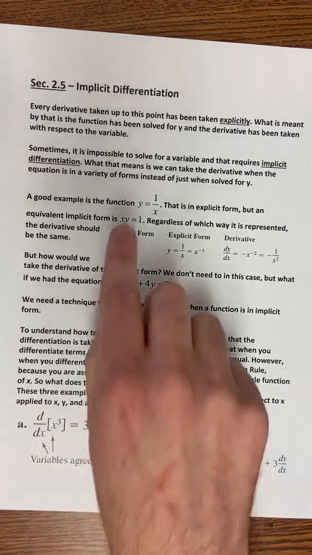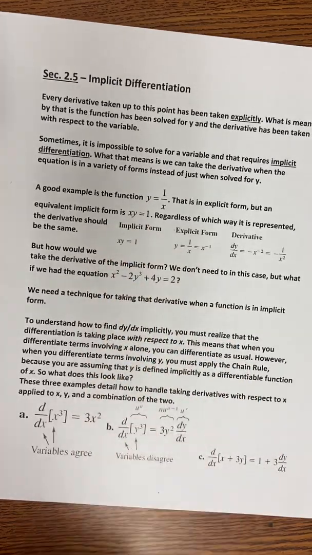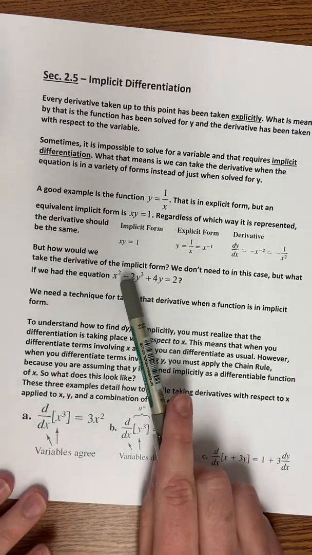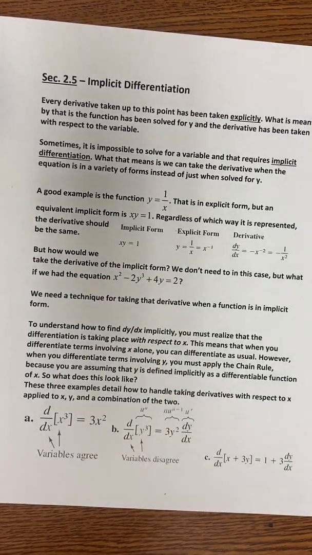But how do we take the derivative from this form, x times y equals 1? We don't need it in this case because we can solve for y easily, but what if the equation was something like x squared minus 2y cubed plus 4y equals 2? Getting y by itself there would be very difficult, and then we would have to take the derivative of whatever was left over. So hopefully we can find a technique for finding the derivative if y isn't isolated.